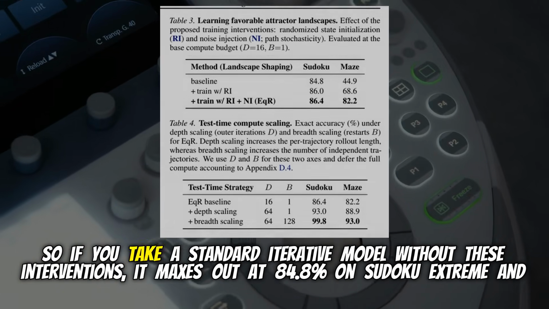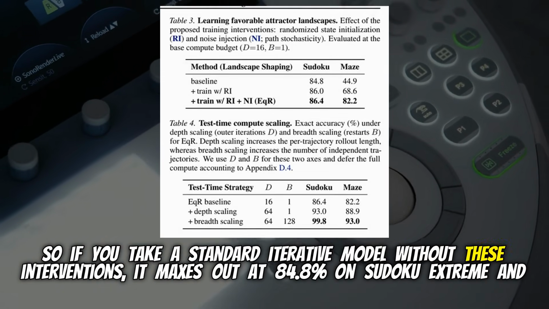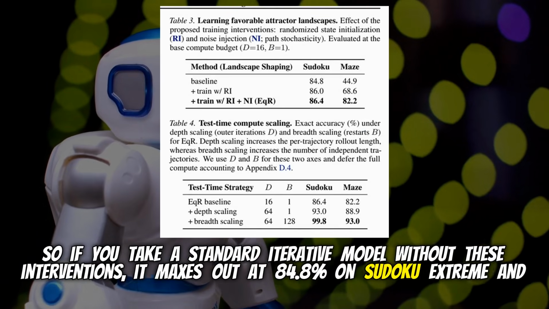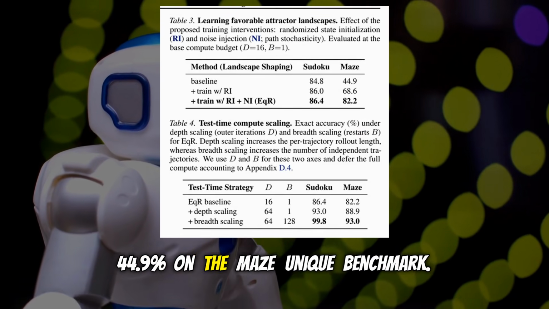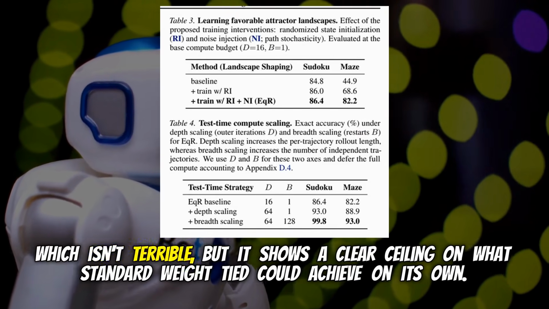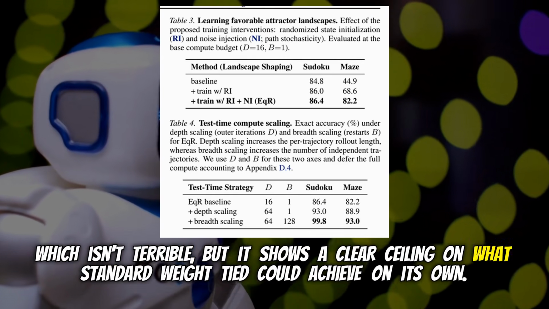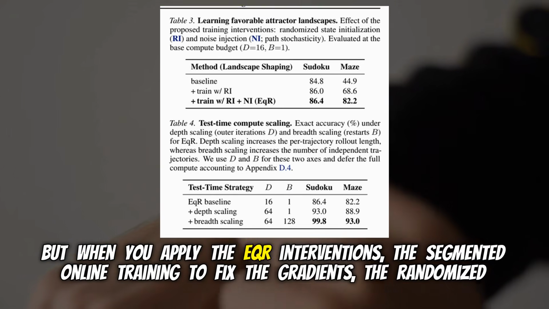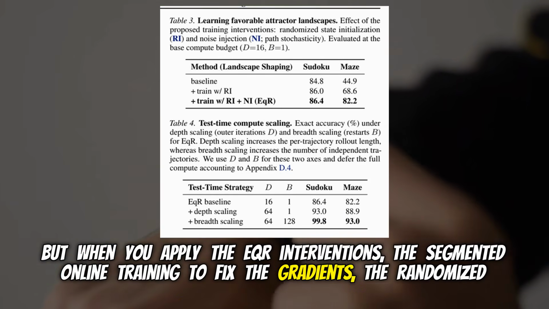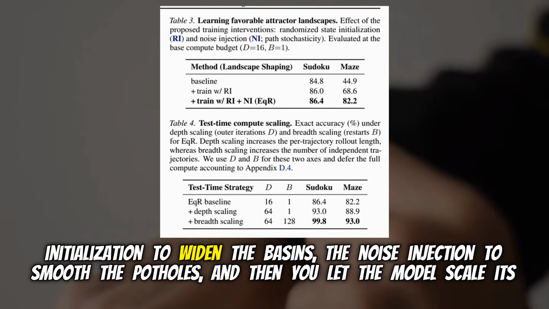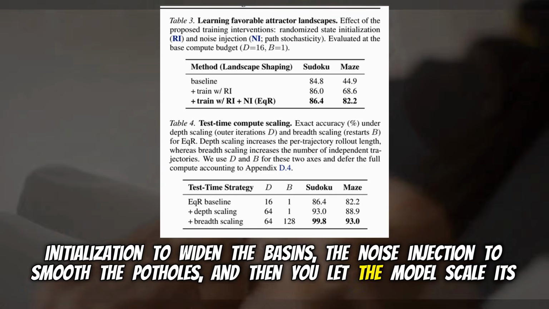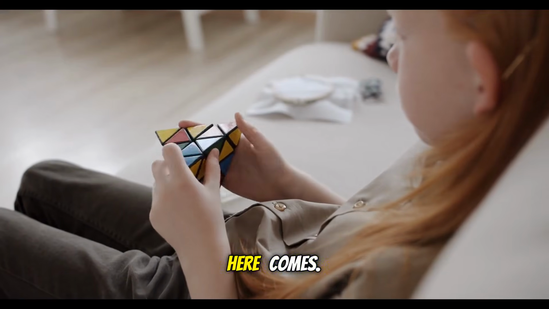So if you take a standard iterative model without these interventions, it maxes out at 84.8% on Sudoku-Extreme and 44.9% on the Maze-Unique benchmark. Which isn't terrible, but it shows a clear ceiling on what standard weight tying can achieve on its own. Exactly. But when you apply the EQR interventions, the segmented online training to fix the gradients, the randomized initialization to widen the basins, the noise injection to smooth the potholes, and then you let the model scale its depth and breadth. Here it comes.